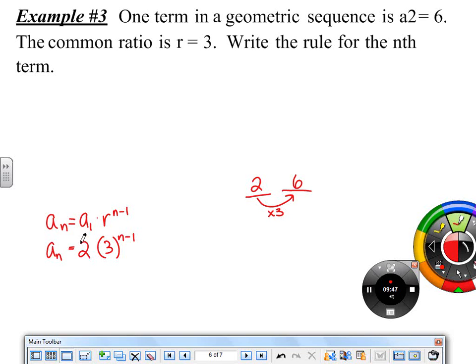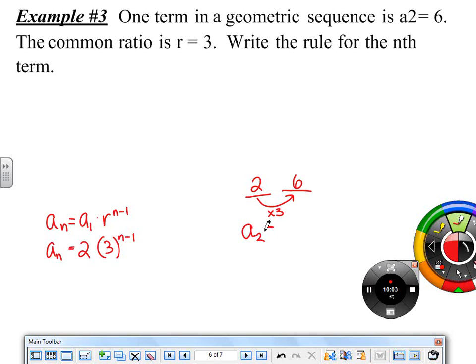Now, if they don't give you such a simple term, like if they didn't give me the second term, if they gave me the 100th term, I might not want to figure out what times 3 all these different times through all these different spots to get back to the first term. So another way to do this would be to take your rule, but to write the rule for the second term because you know what it is.